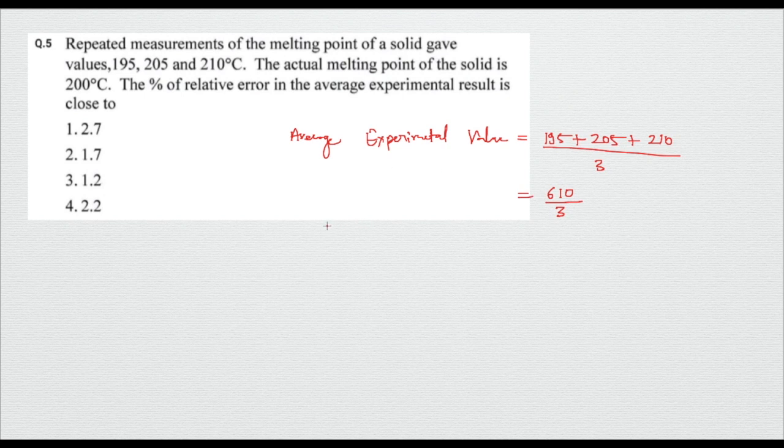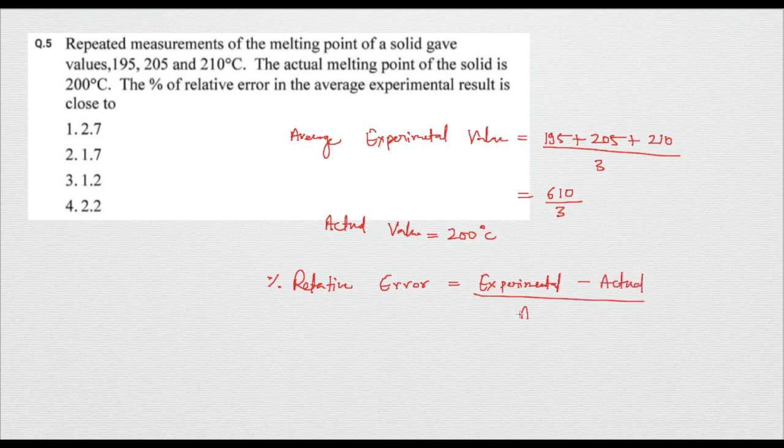Now it's given that the actual value is 200 degrees Celsius. That's what your actual value is. Now you have to calculate the relative error. So the percentage relative error is given by the formula: experimental value minus actual value, divided by actual value, and into 100. So that's going to give you the percentage relative error.